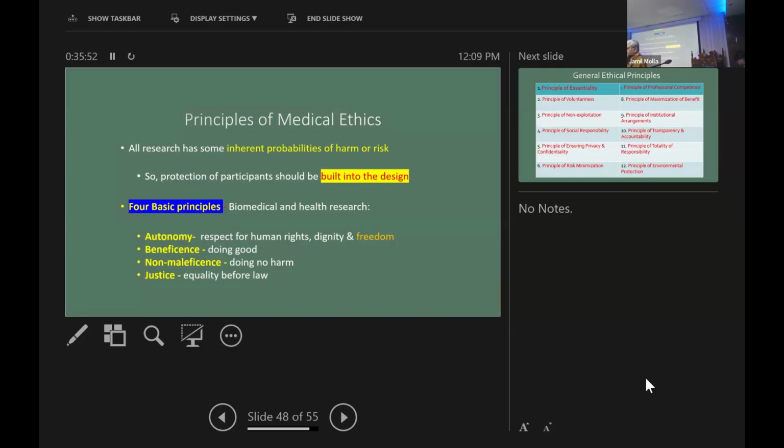And beneficence is doing good. You may not be able to do something very good, and that is acceptable. You may not be successful, but your attempt should always be for doing some good. Non-maleficence is no harm. At no point of time are you allowed to do any harm to the participant. That is the third. And the fourth one is justice. Your decisions and benefits should go equally to everyone. It cannot be that you are doing some study on poor people, and ultimately only the rich people get the benefits. This is injustice. So justice is the fourth basic principle of medical ethics.